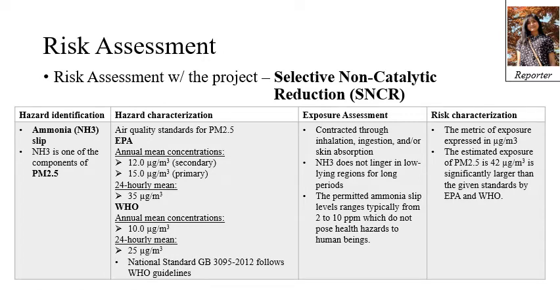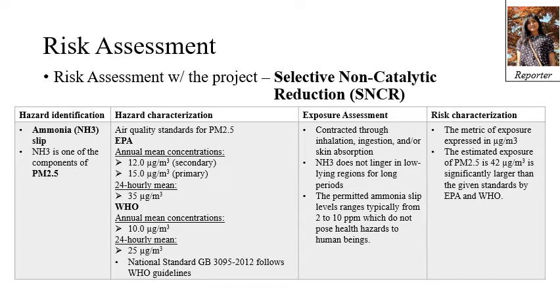So ammonia does not linger in low-lying regions for long periods because it is lighter than air. When combined with moisture, however, it produces vapor that is heavier than air and may spread in low-lying places with poor air circulation. The permissible ammonia slip levels, according to the US EPA, generally range from 2 to 10 parts per million and do not pose any health risks to humans. The metric of PM2.5 exposure is expressed in micrograms per cubic meter as used by both EPA and WHO.